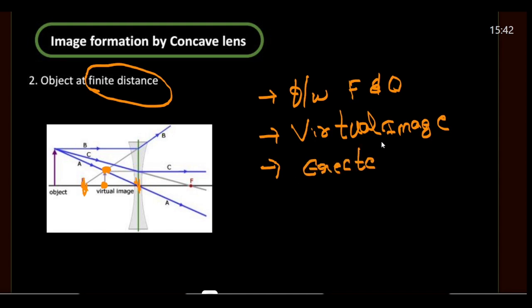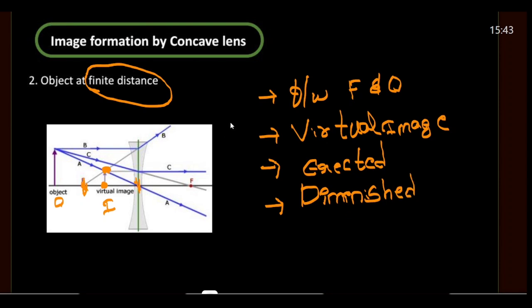And one more point is the size. This is the object and this is the image. So the image size is decreased, the height is decreased, right? So here we got a diminished image.